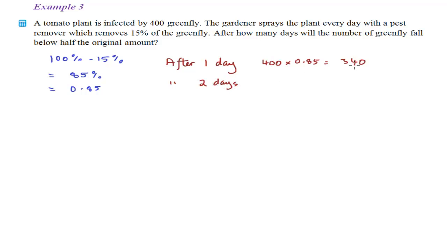Now we've already dropped to 340 greenfly, so by the end of the second day those 340 will have been further reduced by 15%, leaving us with 0.85 of what we had, which is 289. Now we're into the third day, and this time the 289 remaining greenfly are reduced by a further 15%, which takes us to 245.65.